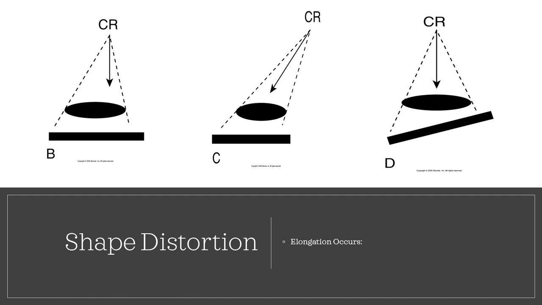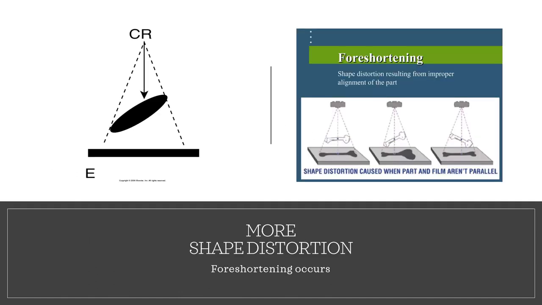Image D. The tube is centered. The left side causes elongation. The right side is normal. The tilted IR equals elongation. More shape distortion. Foreshortening occurs.